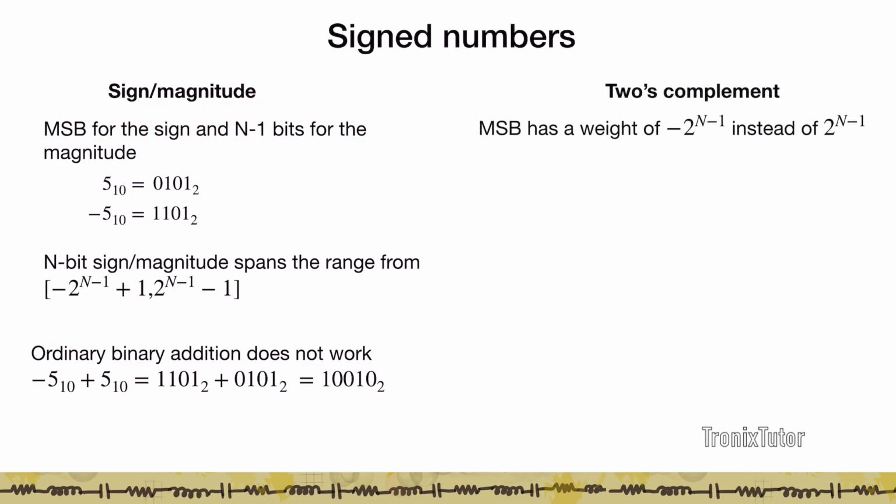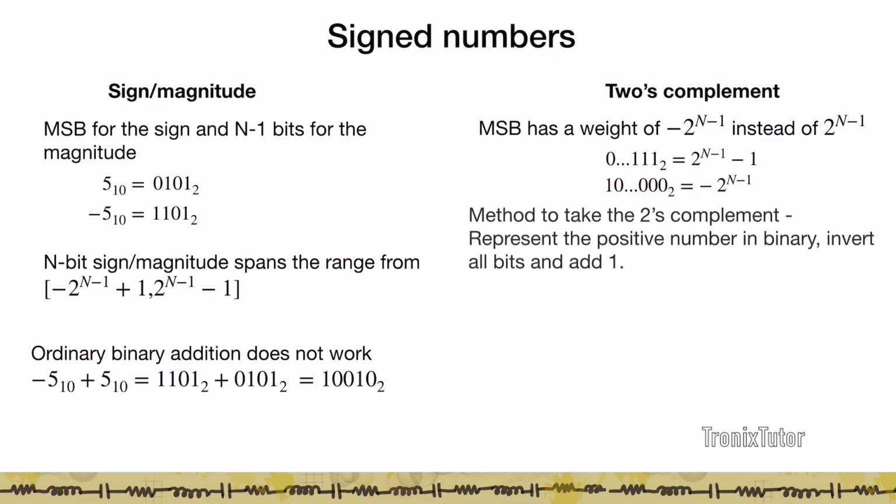The two's complement representation is a better way to implement signed numbers, and it's what is normally used. Here, in two's complement, the MSB has a weight of minus 2 power n minus 1 instead of 2 power n minus 1. For example, if I have the number 0 with all ones in the subsequent bits, it is a positive number of 2 power n minus 1 minus 1, whereas a 1, which is just 1 ahead of this, becomes a negative number of minus 2 power n minus 1. So how do we generate the two's complement?